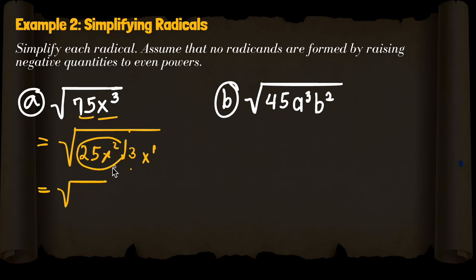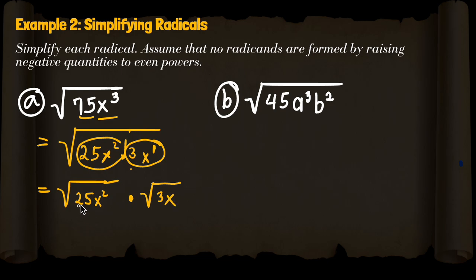So, itong 25x squared sa loob ng radical sign, paghiwalayin natin, gawin natin itong square root of 25x squared. Also, itong part na to, ihiwalay din natin ng bahay. Maglalagay lang ako ng sign dito or product sign dito. Then, we can write it as square root of 3x raised to 1.